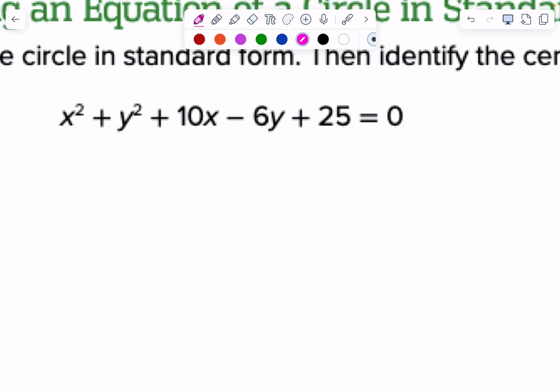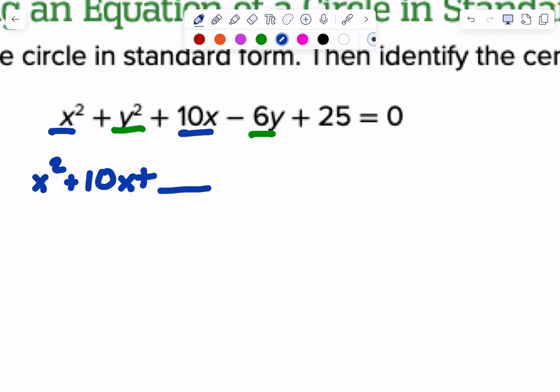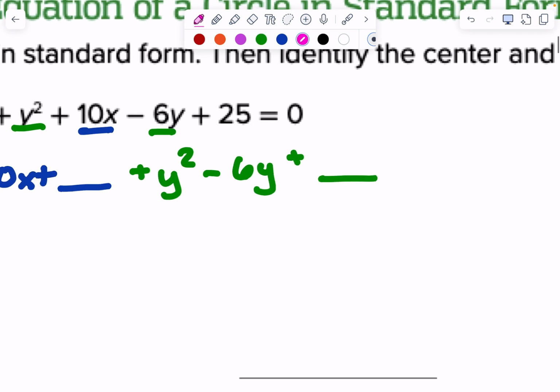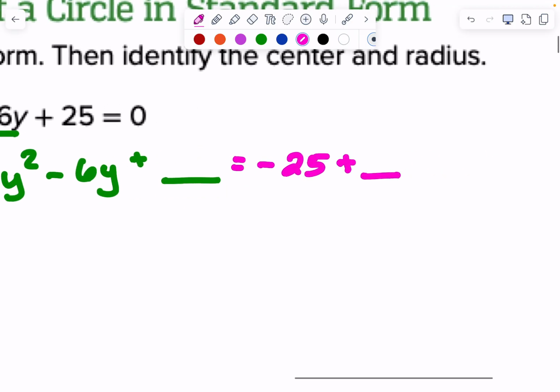Okay, here we go. X's: I have an x here and an x here. Y's: I have a y here and a y here. The 25 is going to go over to the other side, because that's what we do in completing the square. So here's how I'm going to set it up. I'm going to group all the x's: x squared plus 10x plus blank, plus y squared minus 6y plus blank, equals, what's it equal to? Negative 25 plus blank plus blank.